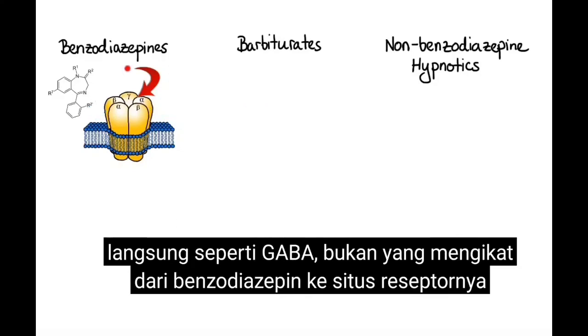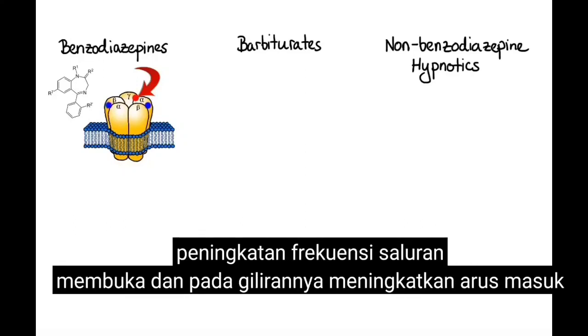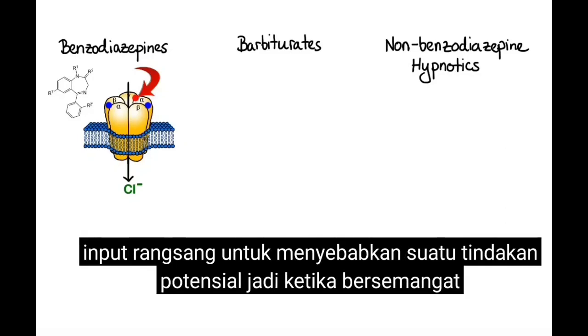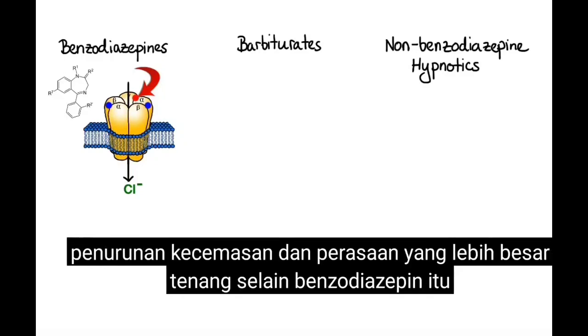Instead, the binding of a benzodiazepine to its receptor site increases the affinity of GABA for the GABA binding site. This leads to increased frequency of the channel opening and in turn increased influx of chloride ions at the postsynaptic cell, which ultimately makes it difficult for any excitatory inputs to cause an action potential. So when the excitatory signals caused by fear or stress are inhibited in this way, the result is decreased anxiety and greater feeling of calm.